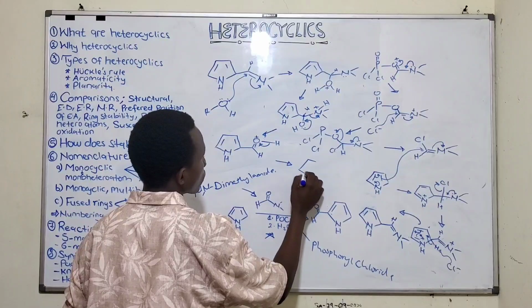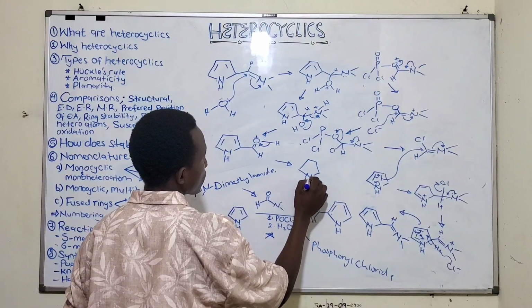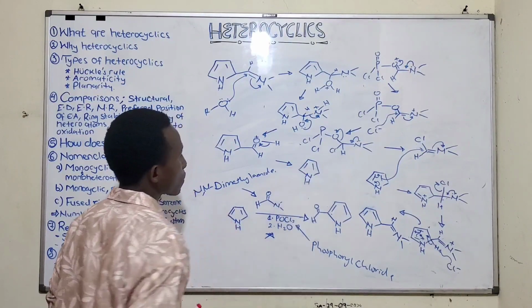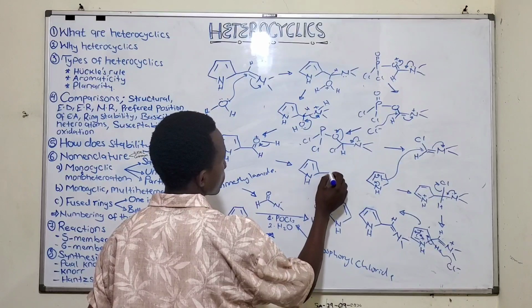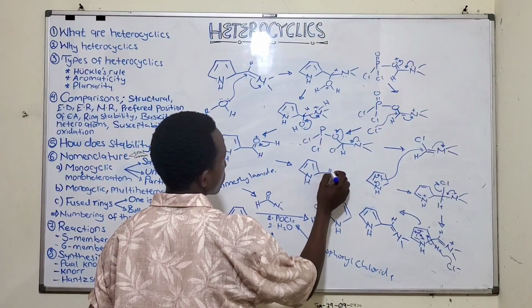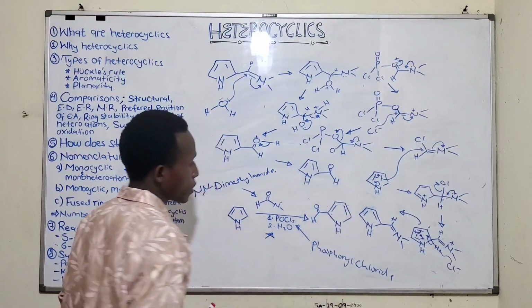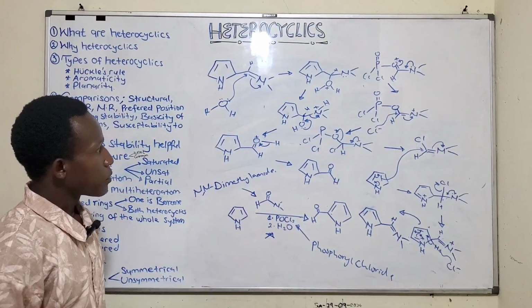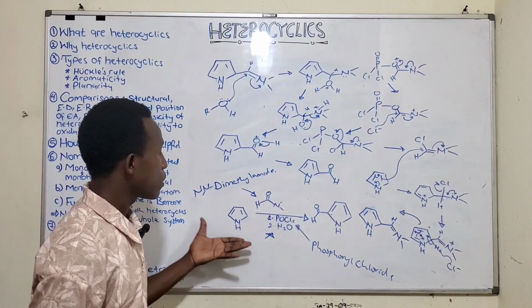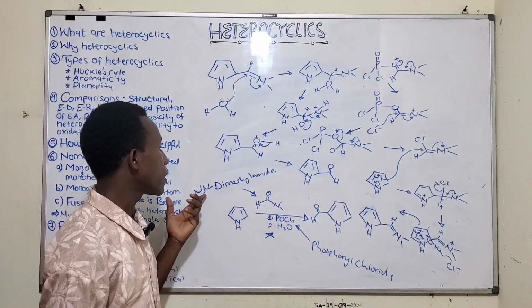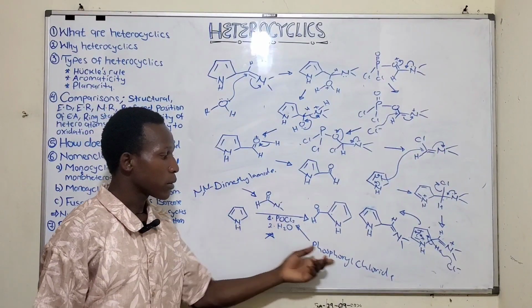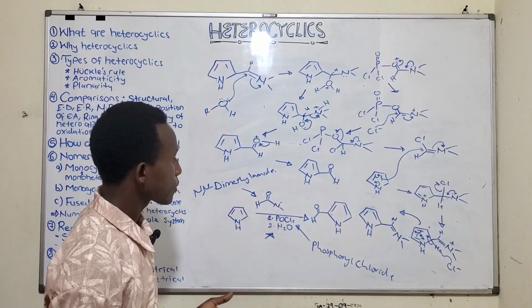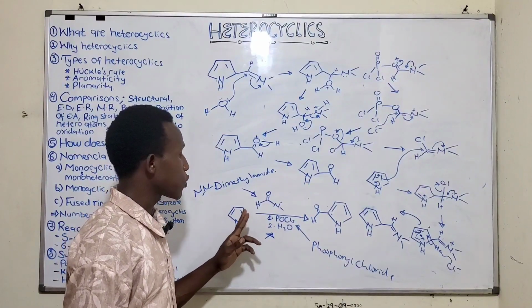So we form our structure like this, with OH at position 2. So that's the mechanism for reaction of pyrrole with a dimethyl amide with phosphoryl chloride. And the reaction occurs at position 2.